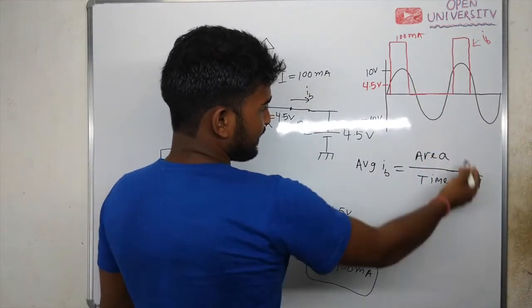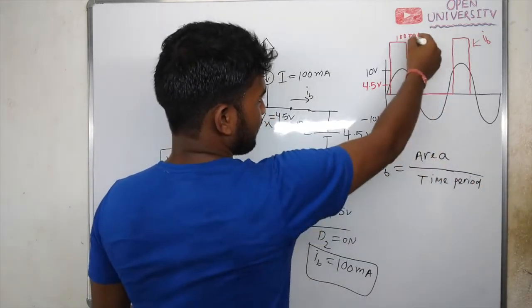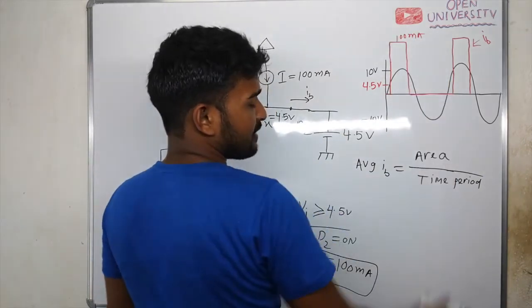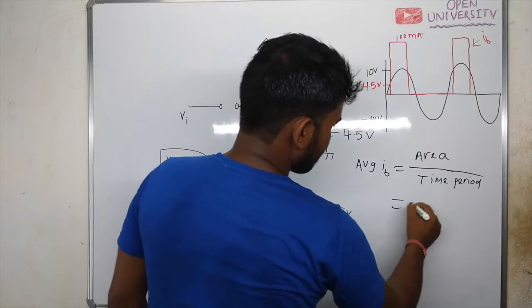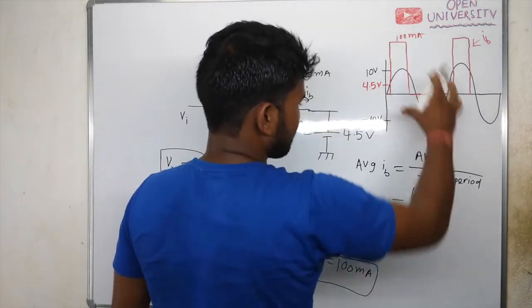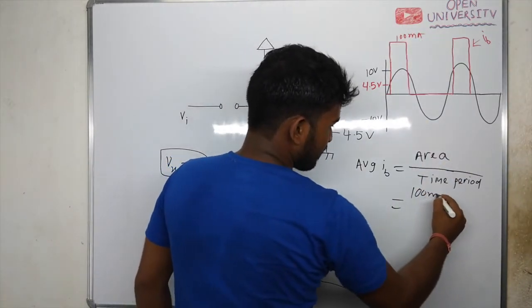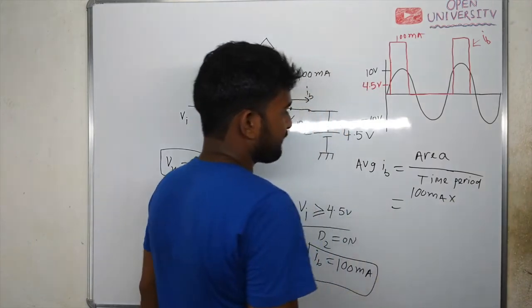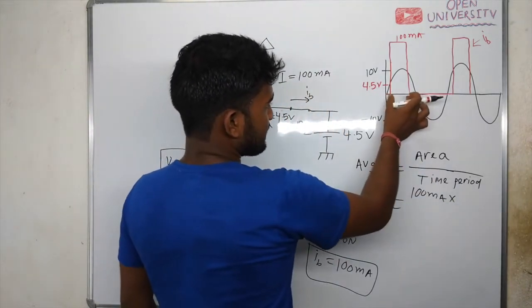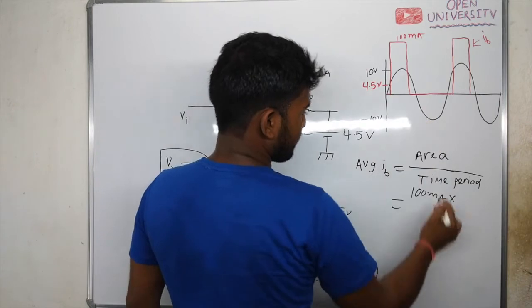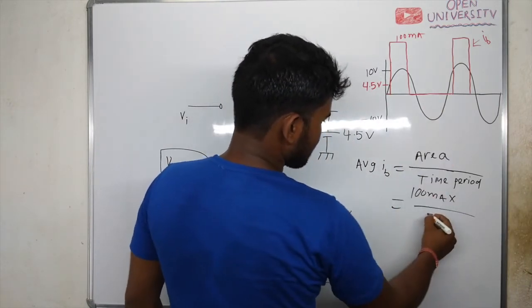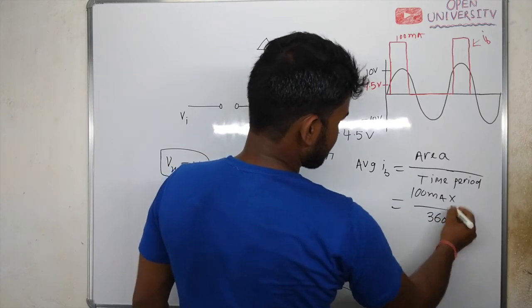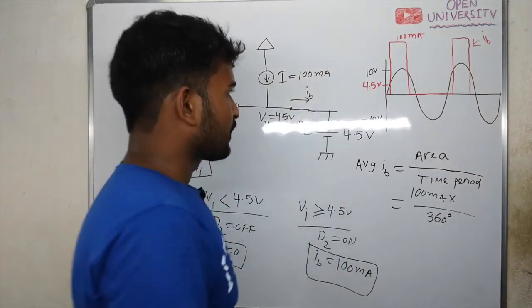Now, what is the area under this IB? The height is 100 milliampere. What is the area of this graph? 100 milliampere into this interval, which I will calculate, divided by time period. Time period I will measure in degree, that is 360 degree.